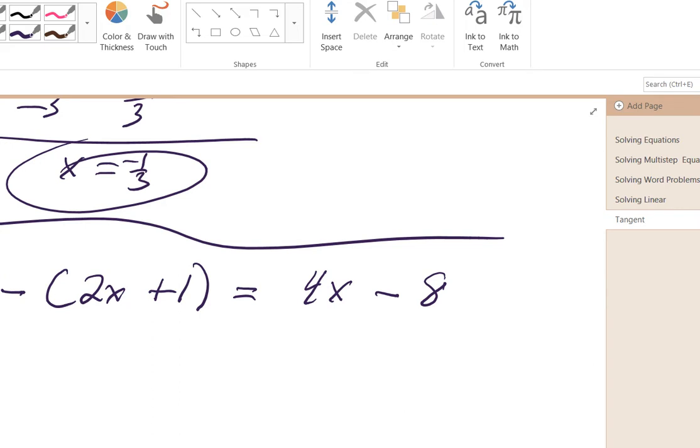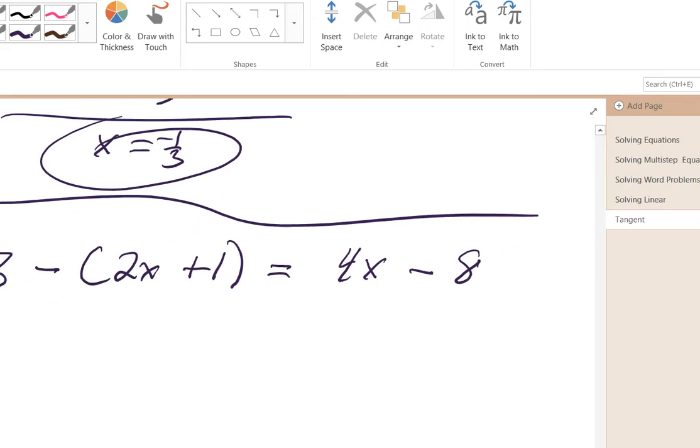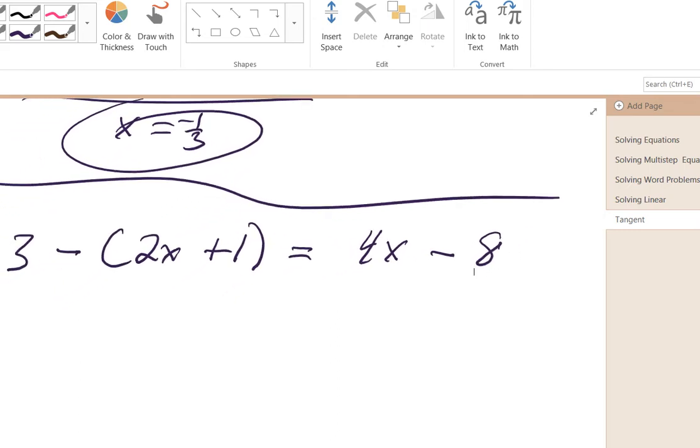Okay? So we have a problem like this one right here. What would we do here? Take the negative times 2x. So what's that going to give us? 3 negative 2x minus 1.